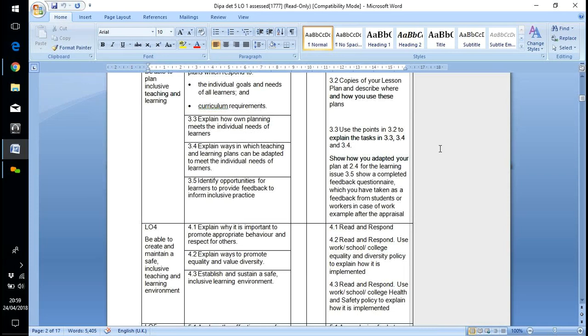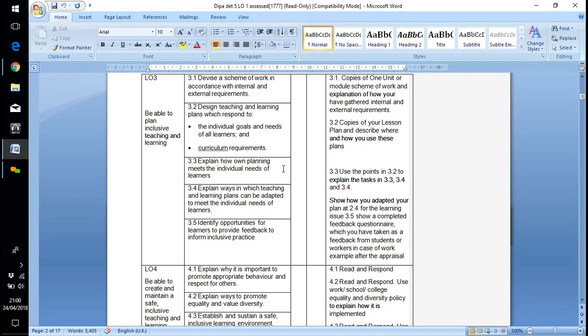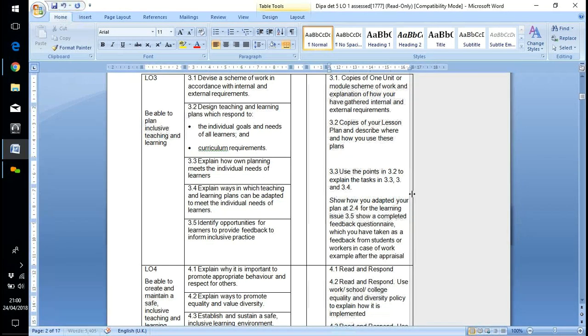Now, what I'll do, I'll just cover 3 and 4 again, just to make sure you're happy. We've got devise scheme of work, lesson plans to match the scheme of work, individual goals and needs of learners, and the curriculum requirements. Yeah. Explain how your own planning meets those needs. Use the points in 3.2 to explain the task in 3.3 and 3.4. I've got 3.4 twice there for some reason. I don't know why. That's better.